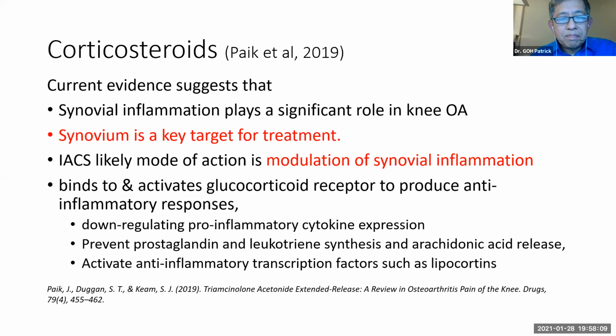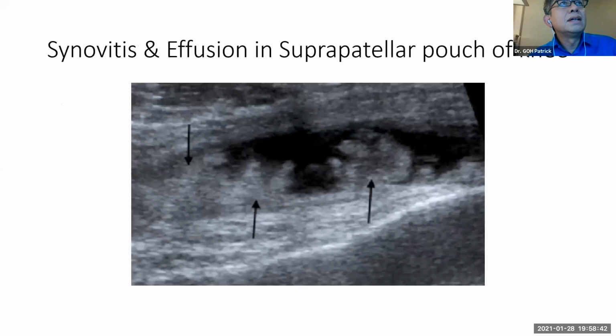Now, the current evidence suggests that synovial inflammation is a key player in knee osteoarthritis, and particularly where it concerns pain in the knee. It is not the only player, but it is a key player. And corticosteroids primarily target the synovial membrane. The most likely mechanism of action is modulation of synovial inflammation, and it binds to and activates some of the glucocorticoid receptors and produces various anti-inflammatory responses.